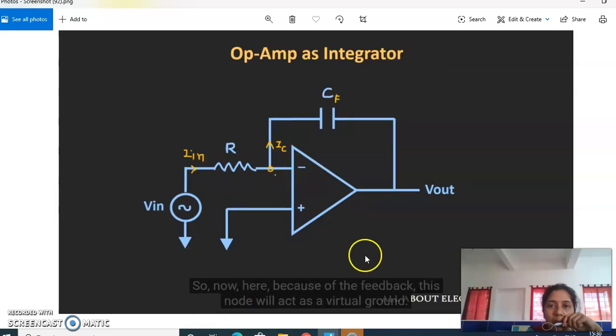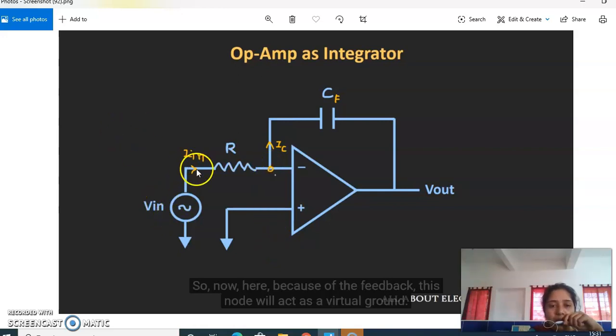Next, the op-amp as an integrator. How does it work as an integrator? Here the input voltage is applied at the inverting terminal of the op-amp and the non-inverting terminal of the op-amp is directly connected to ground. According to the virtual ground concept, the voltage appearing at the non-inverting terminal, that is V1, equals 0, because it is directly connected to ground. So the same voltage 0 is applied at the inverting terminal of the op-amp.